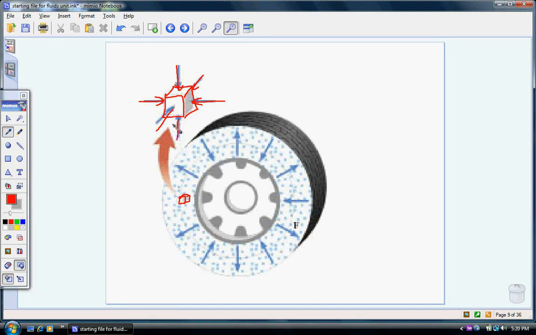Pressure doesn't just have one direction. It's not just down like gravity. Okay, pressure is not a vector quantity.